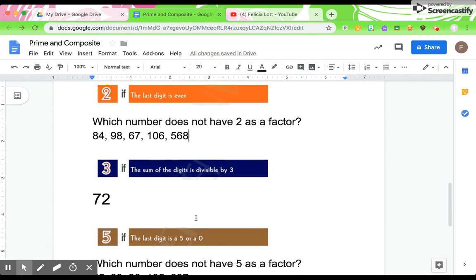Now moving on to 3. So we know that 3 is a prime number, but there's also many numbers that 3 times some number creates that number, making 3 a factor. So the sum of the digits means it's divisible by 3. Now that means that 3 is a factor.